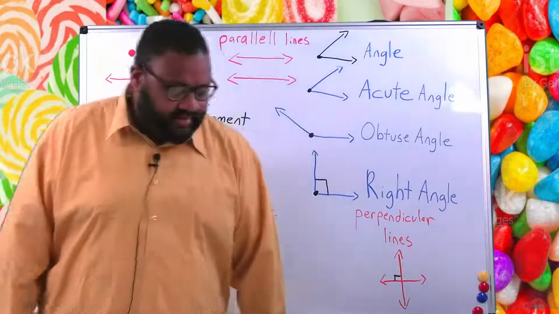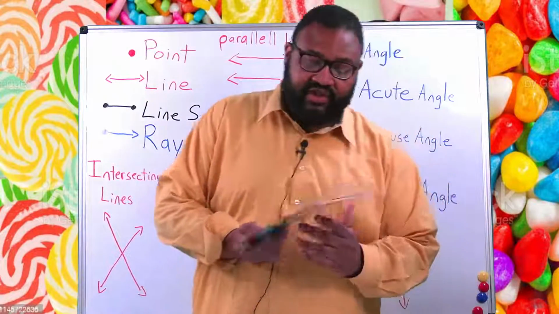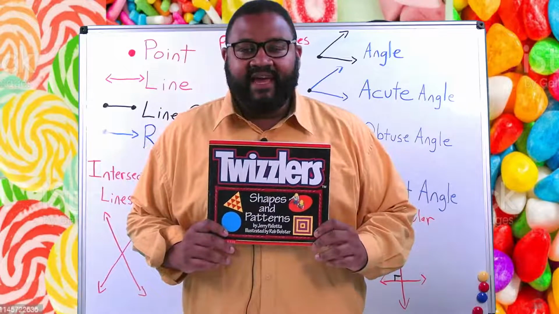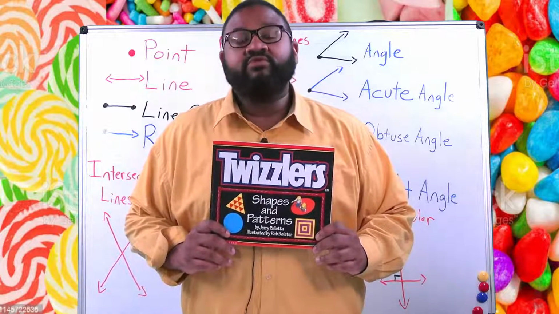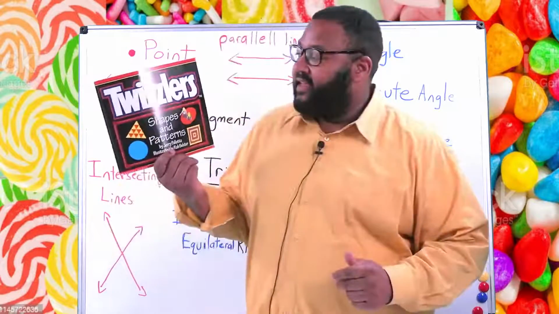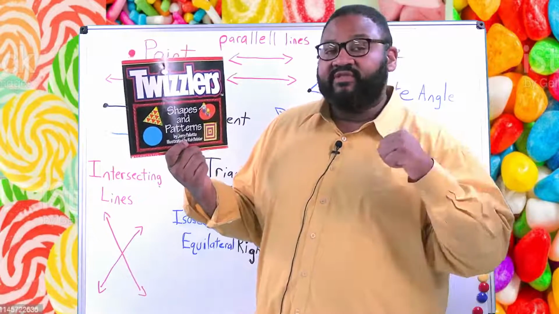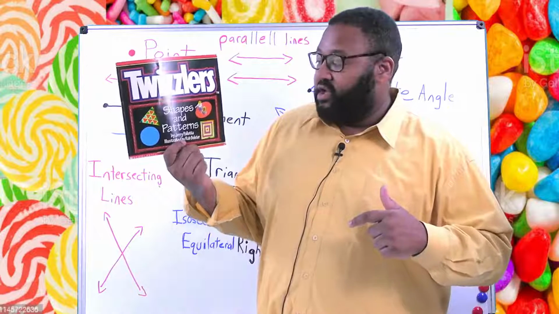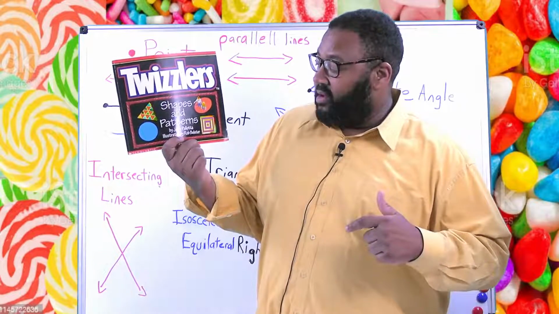Today, I'm going through my math library. I found this book called Twizzlers, Shapes and Patterns. Just like last week I did with our Skittles book, I'm going to be reading this book as well today. I'm going to talk about some triangles, some squares, and some patterns later on. This is by Jerry Pallotta, illustrated by Rob Bloister.